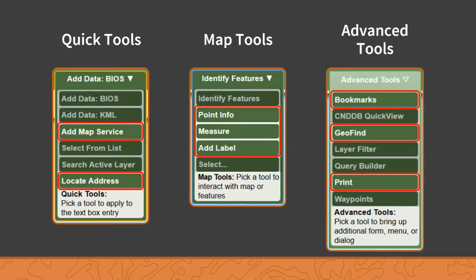From the Quick Tools menu, we will be covering the Add Map Service and Locate Address tools. From the Map Tools menu, we will be covering the Point Info, Measure, and Add Label tools. From the Advanced Tools menu, we will be covering the Bookmarks, GeoFind, and Print tools.